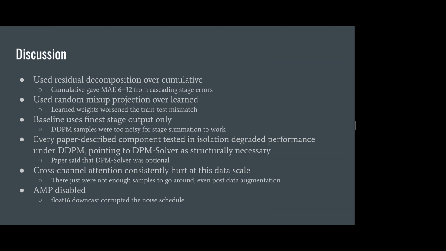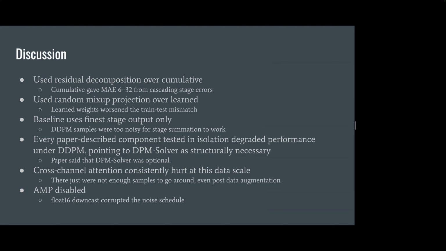Okay, so for discussion, first we switched from cumulative decomposition, which is what was in the original paper, to residual decomposition. Cumulative gave us MAE numbers between 6 and 32 because errors from the coarse stage cascaded all the way down. Residual decomposition fixed that.